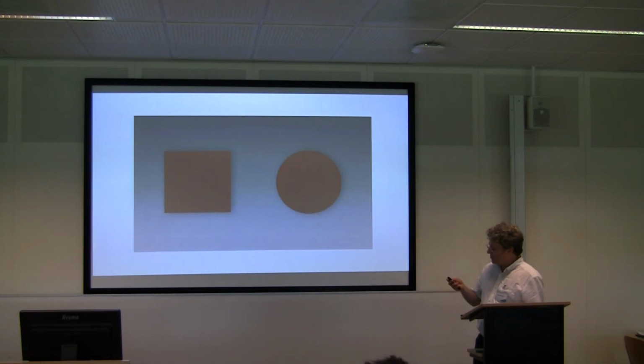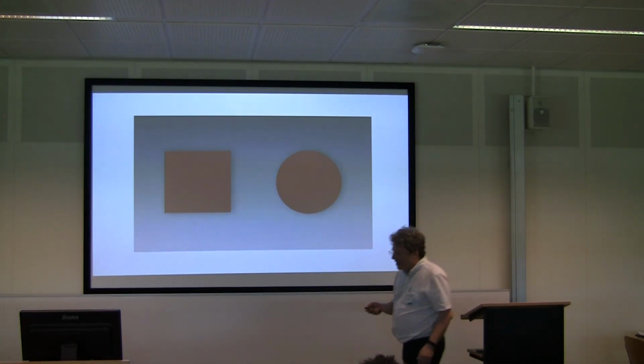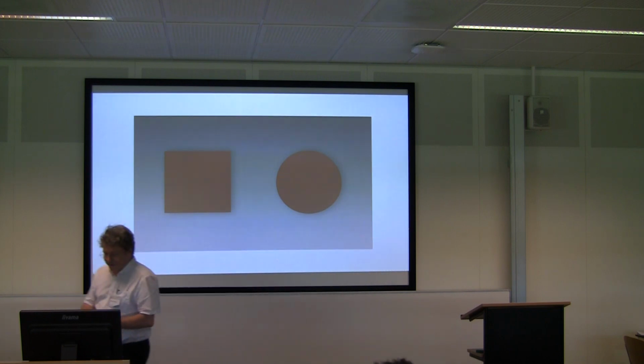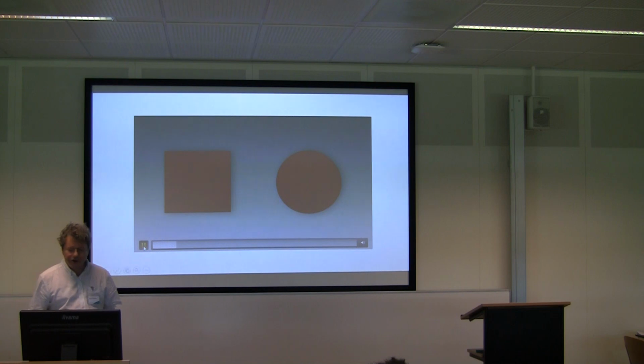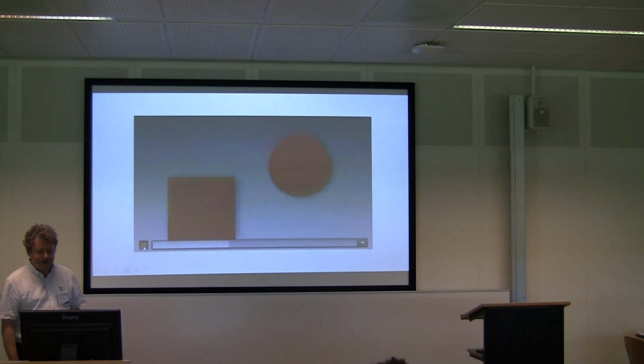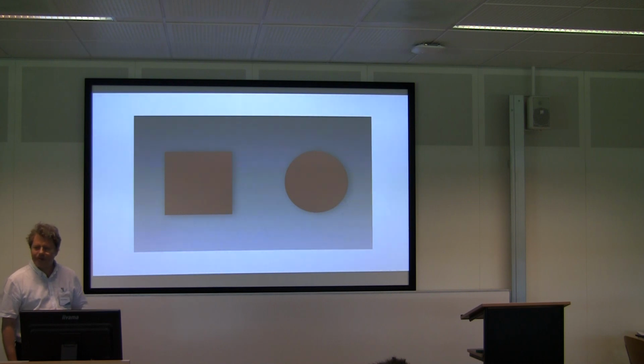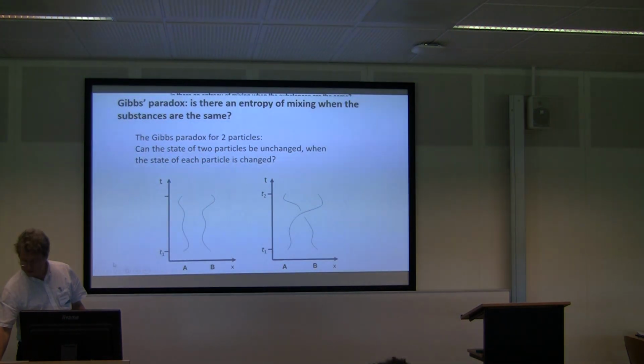So here's a simple animation for you, if I can do it. Here we go. So the cube turns into the sphere, and the sphere turns into the cube, and they swap places. Has anything changed? Each of them has changed. We can observe it, right? You can see them.